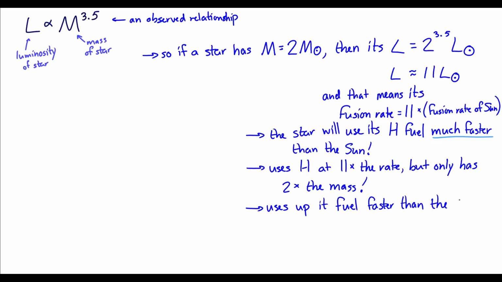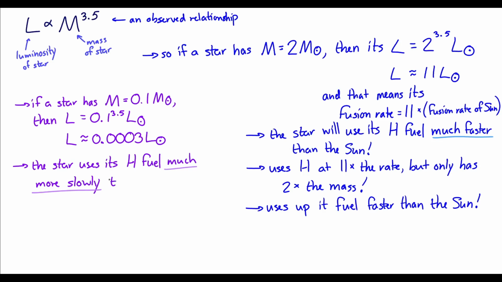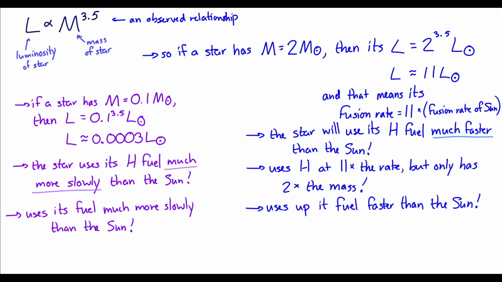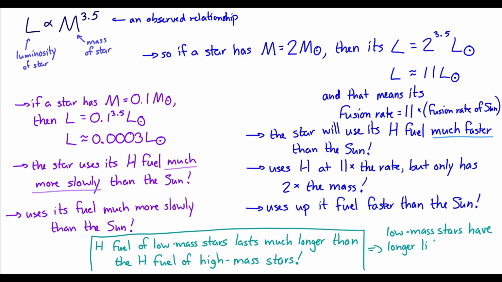Likewise, if we think about a star that has only 1/10 the mass of the sun, then its luminosity would be about 0.1^3.5, or 0.0003 times the luminosity of the sun. And so it's going to use its hydrogen fuel at a much lower rate than the sun. And so this star will be able to use its hydrogen much, much longer. So the hydrogen fuel of low mass stars lasts much longer than the hydrogen fuel in the high mass stars. Low mass stars have much longer lifetimes than high mass stars.